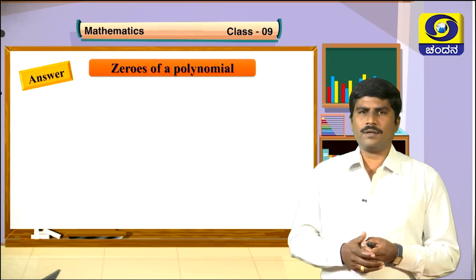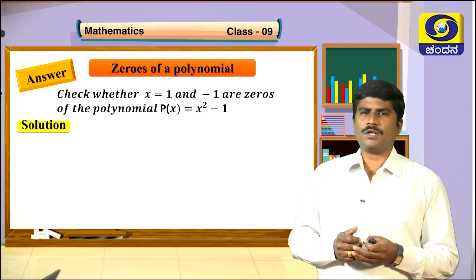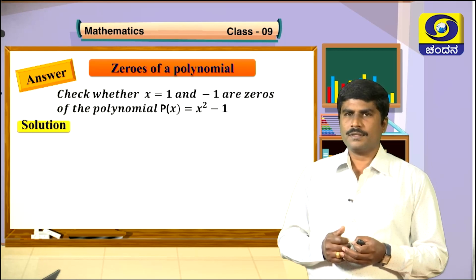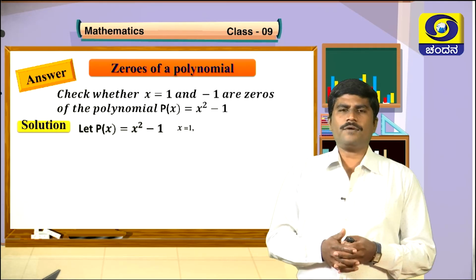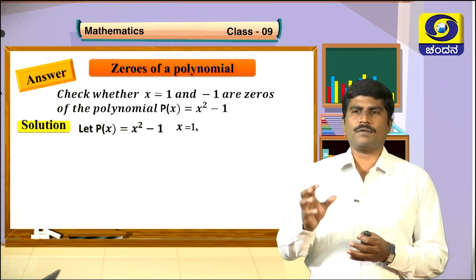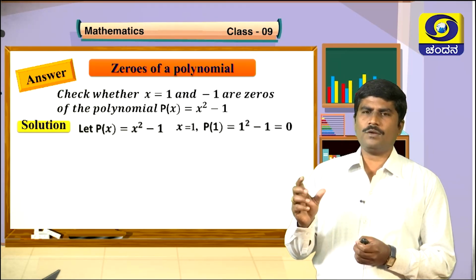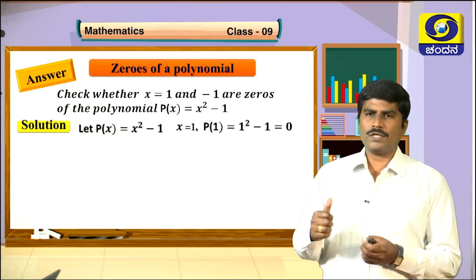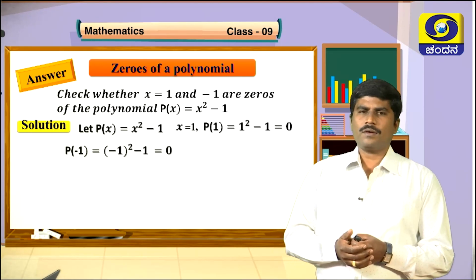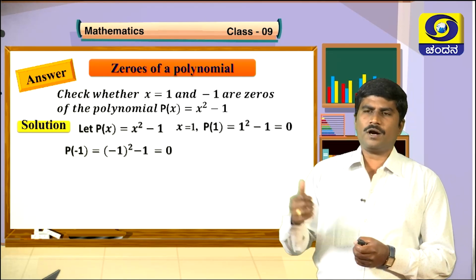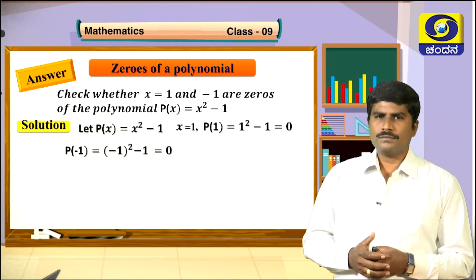Now let us understand one more problem. Check whether x equal to 1 and minus 1 are zeros of the polynomial p of x equal to x square minus 1. Let p of x equal to x square minus 1, and put x equal to 1. You get 1 square minus 1 equal to 0. Now let me try minus 1. p of minus 1 is minus 1 whole square minus 1, which is equal to 0.